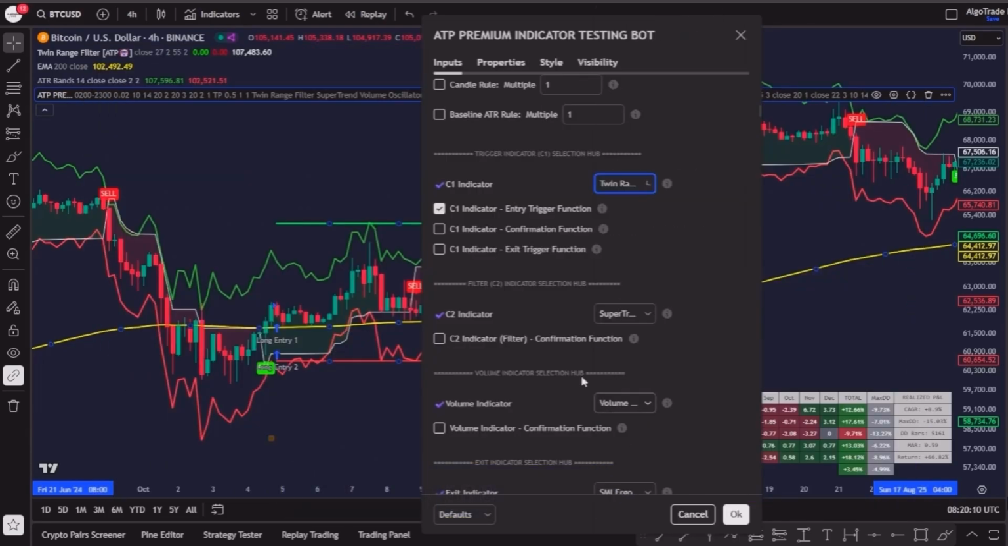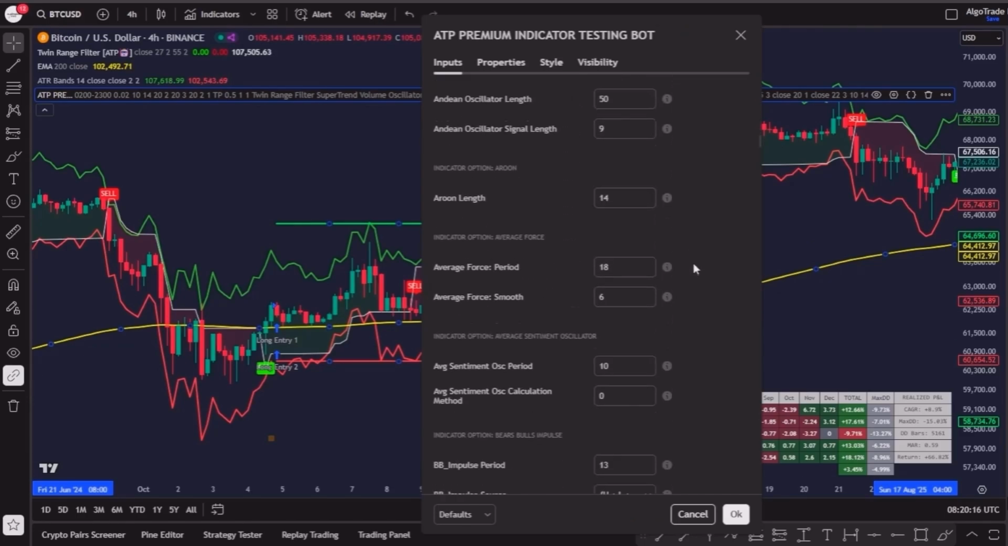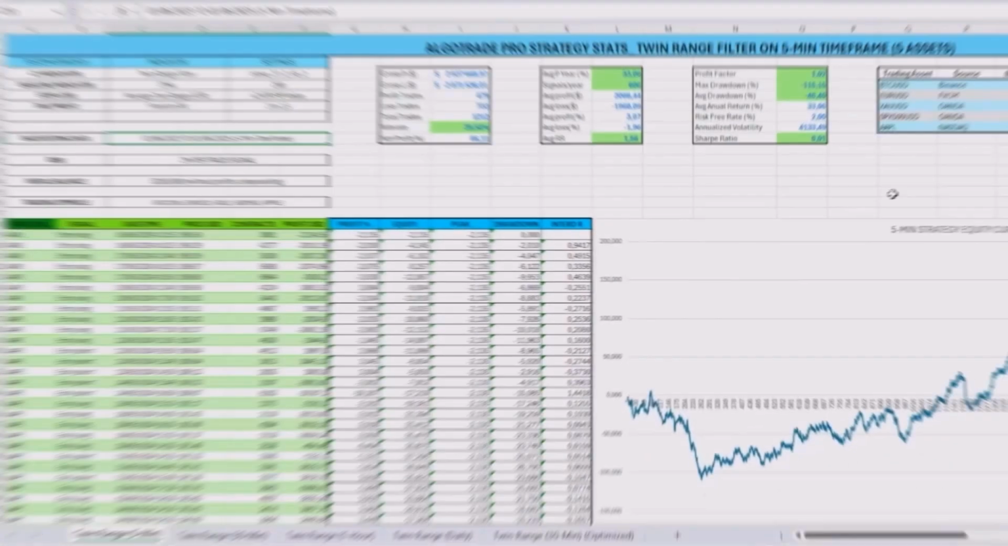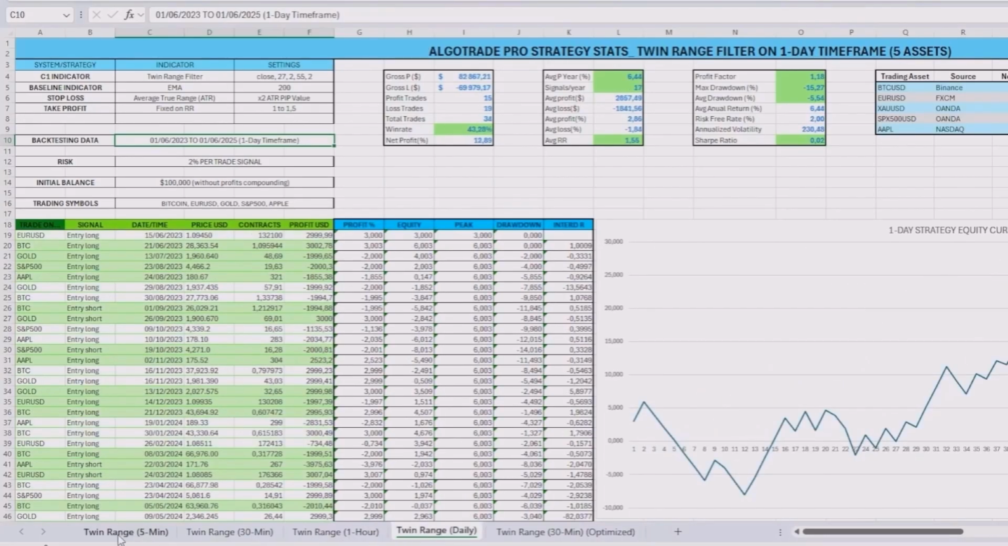So, with everything ready, let's fire up the bot, input the full strategy and run the complete test. I will be back in just a moment to walk you through the full results. After analyzing more than 3000 trades, here we have all the results.